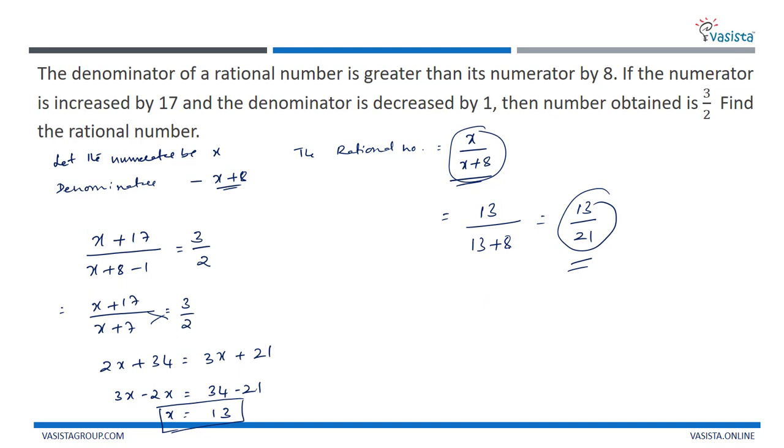Right, you can cross check by using this. Now if you add 17 to the numerator and subtract 1 from the denominator, you are going to get the same answer. The numerator is 13 plus 17, which is 20 plus 10, 30. The denominator is 13 plus 8, which is 21, minus 1 becomes 20. That is 30 by 20, which is nothing but 3 by 2, right? This is the answer.